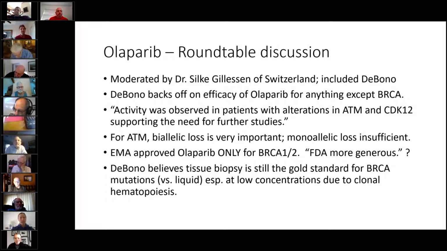And EMEA, for guys who aren't familiar with that, that's the European Medicines Agency. It's Europe's equivalent of the FDA. They only approved olaparib for BRCA1 and 2, nothing else. That's it for me, Herb.